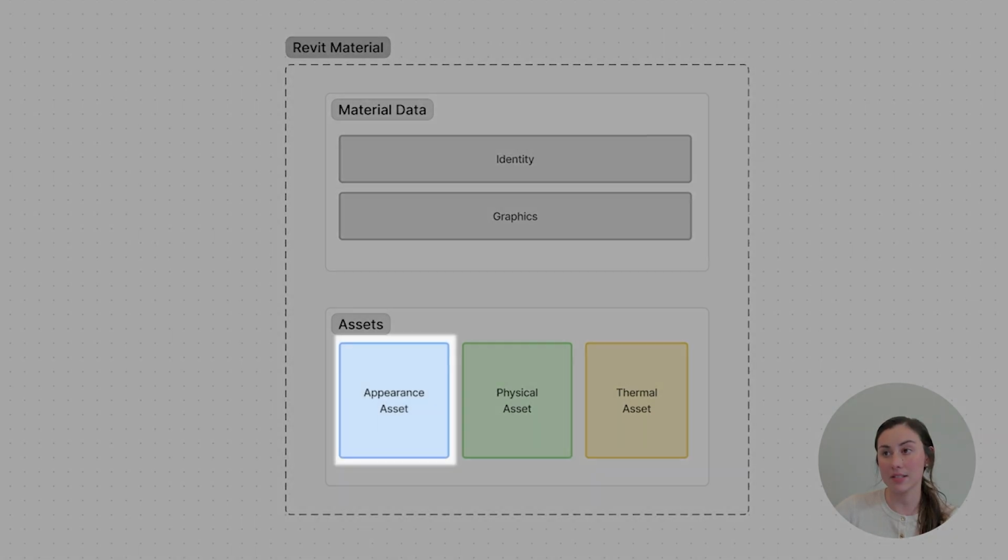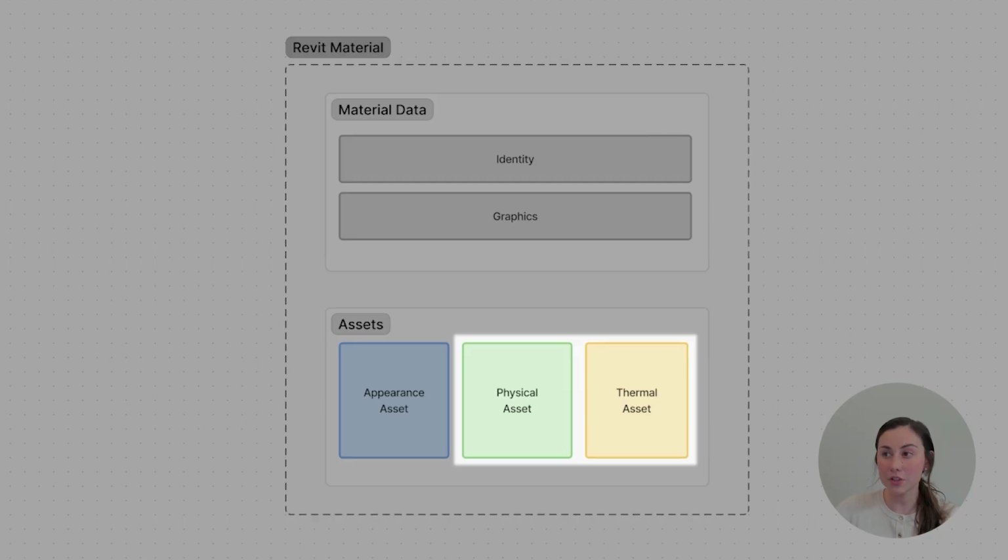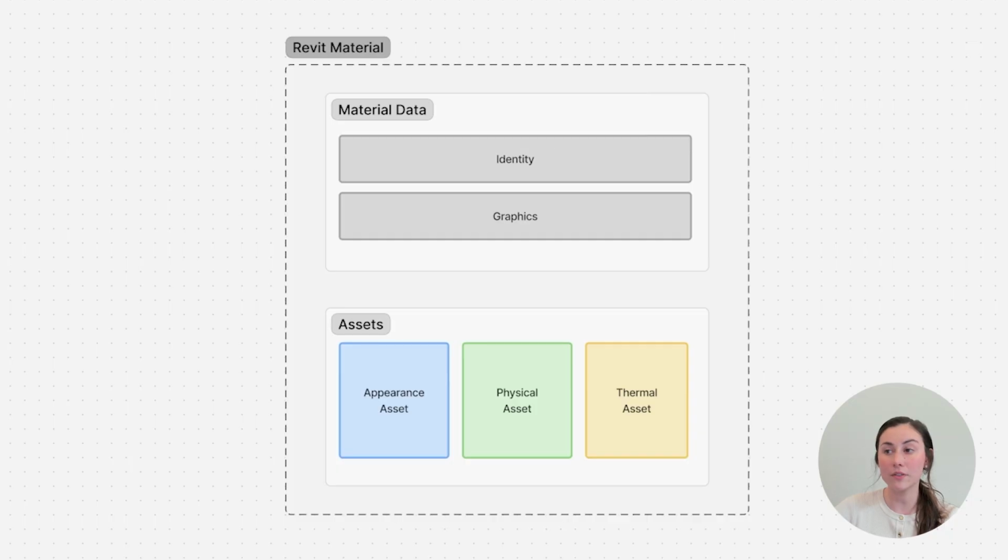Then we have the Appearance asset. This is where you'll set your textures, reflectivity, images, all the fancy stuff that shows up in realistic views and renderings. Then you have physical and thermal assets. This is really for structural analysis. It's used for heat transfer, insulation values, things like that. So even though they all live in one material, they're all going to serve different purposes.